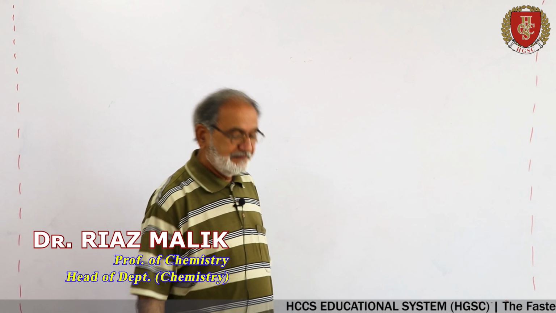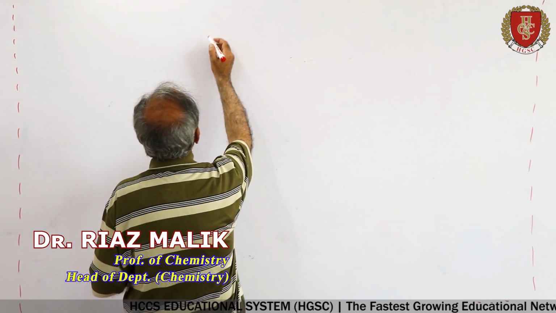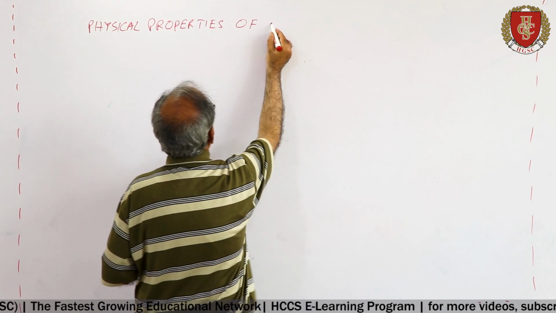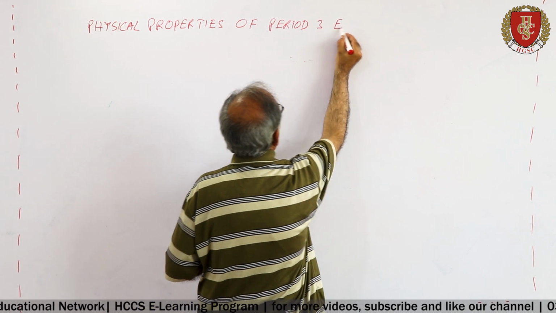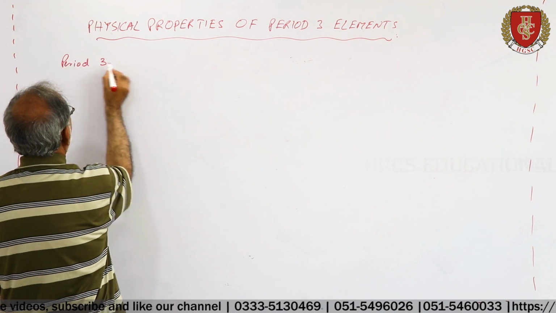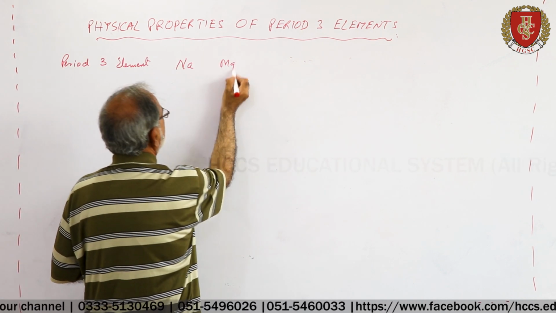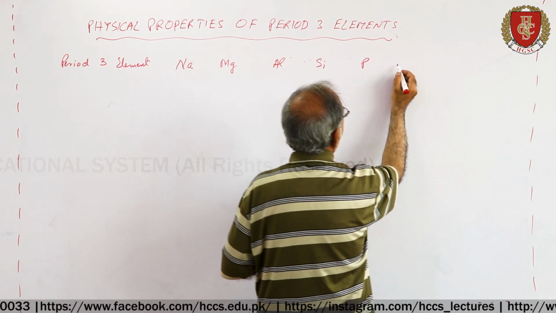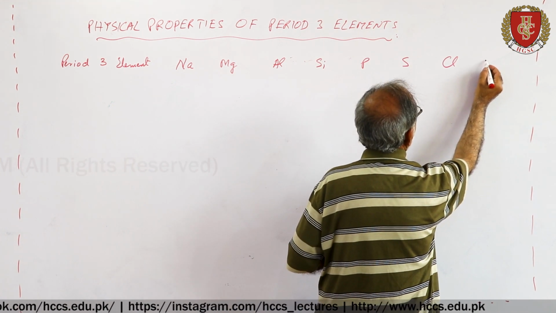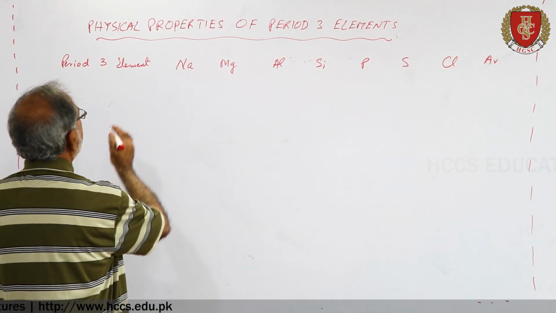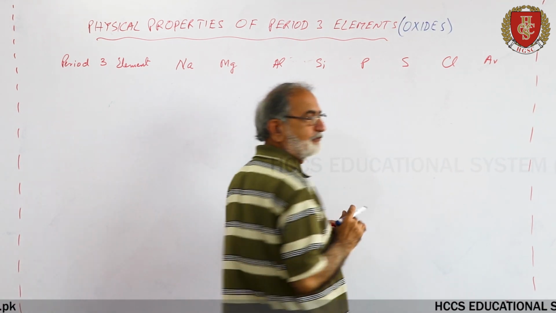Bismillahirrahmanirrahim. As you know, we were discussing the period 3 elements. Today we discuss the physical properties of period 3 elements. As you know, the period 3 elements are sodium, magnesium, aluminium, silicon, phosphorus, sulfur, chlorine and argon. We will describe the period 3 oxides.